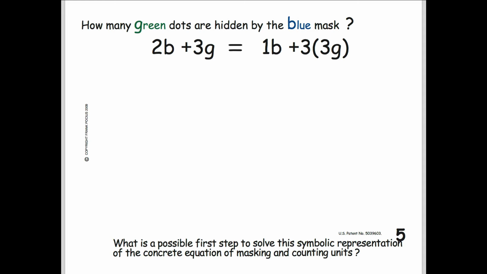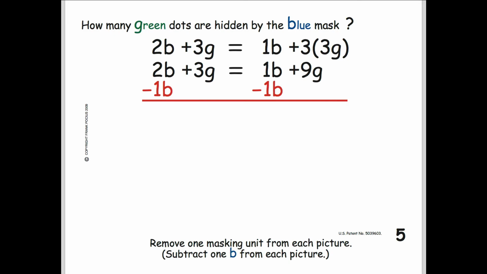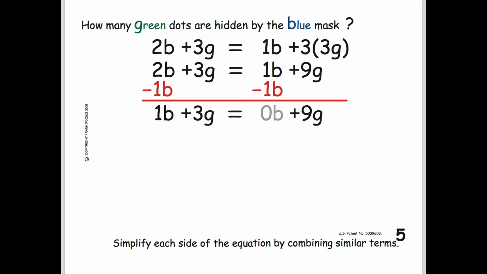What is a possible first step to solve this symbolic representation of the concrete equation of masking and counting units? Simplify each side of the equation and combine similar terms when possible. Remove one masking unit from each picture. Subtract one B from each picture. Simplify each side of the equation by combining similar terms.